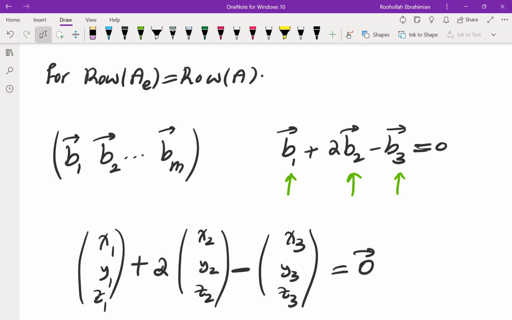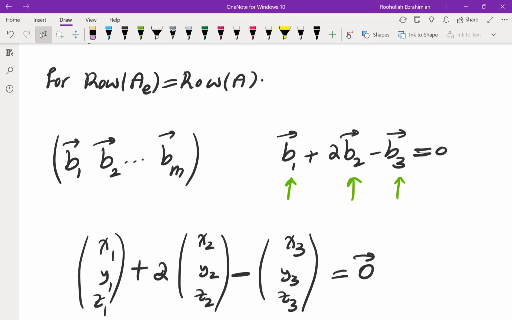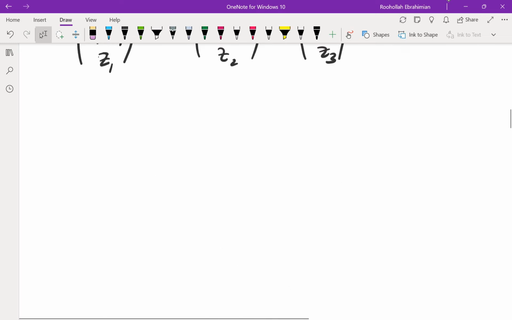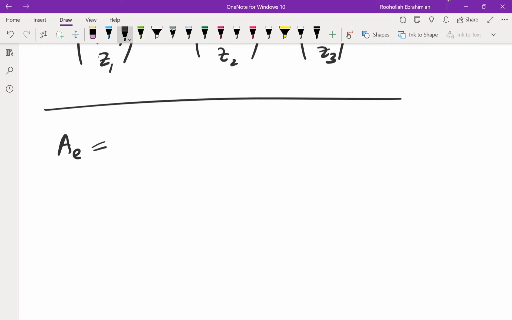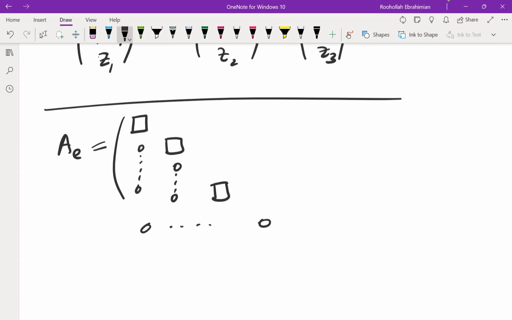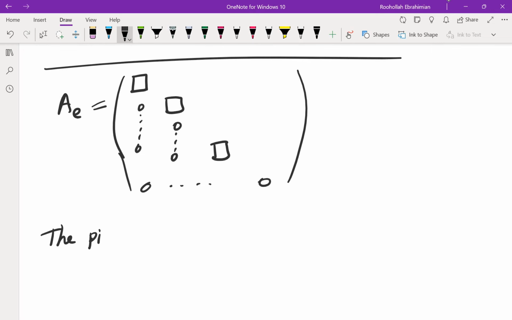But if you look at the pivot columns of A sub E, they are linearly independent. And the argument is very similar. If you look at A sub E, the pivot columns are the ones that you have non-zero and then zero below that. So again, non-zero, zero below that. If you start from the very last one, that is the pivot column, and again, there could be some zeros here, and apply the same argument, you know that the pivot columns of A sub E are linearly independent.